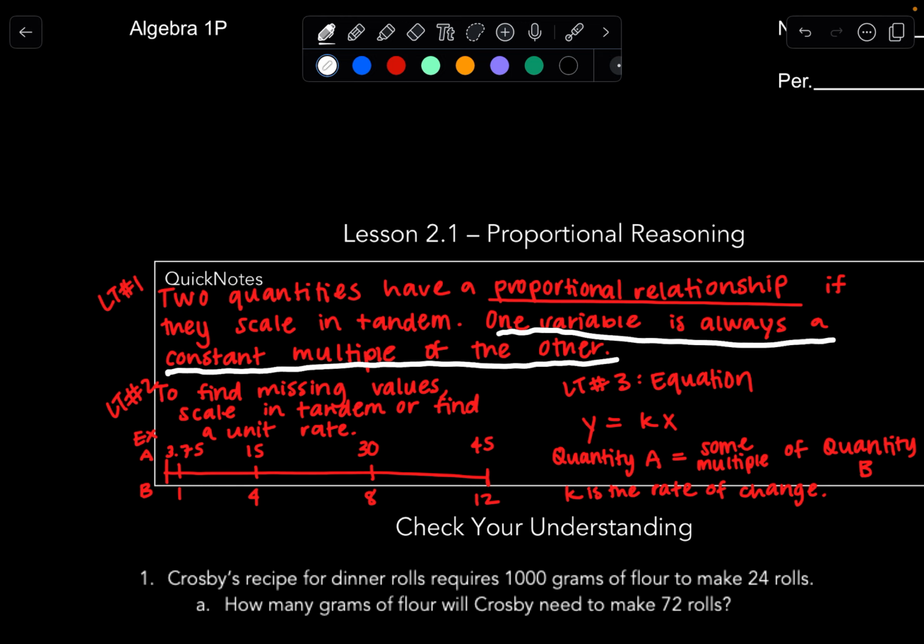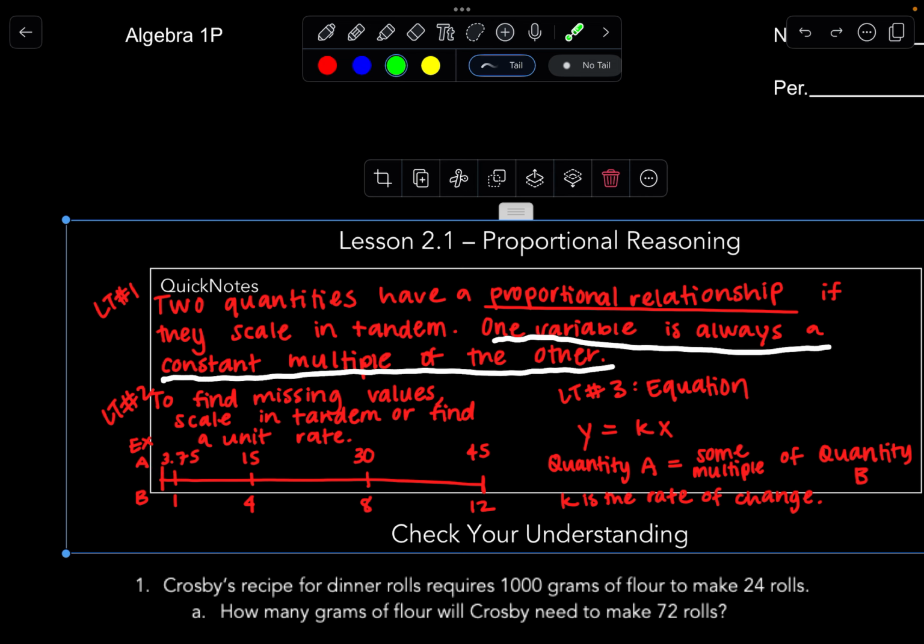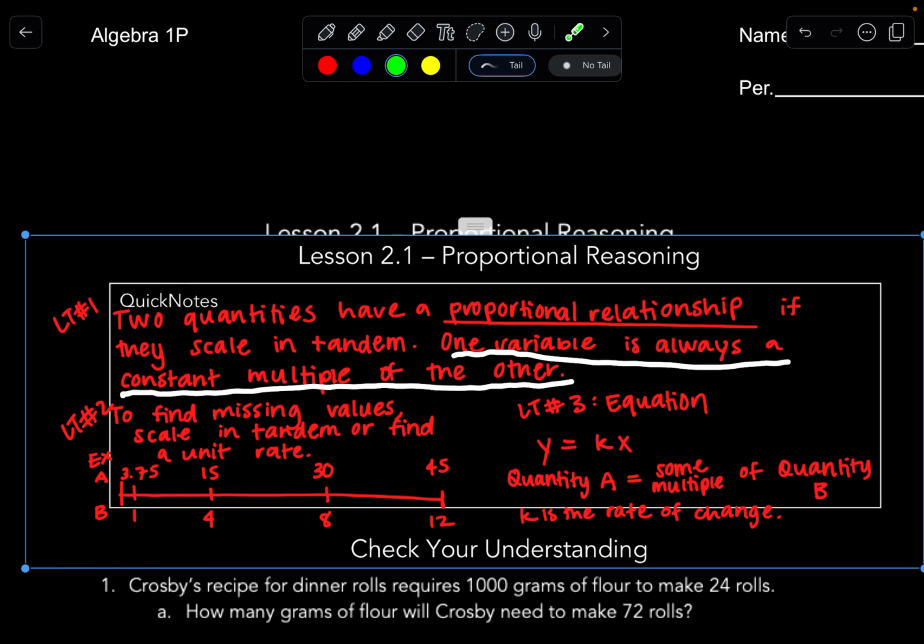Okay? Learning target 2, to find the missing values, scale in tandem or find a unit rate. You notice I went straight to the unit rate because I just like unit rates. You guys are free to try to scale in tandem. Scaling in tandem means you know that 1 gallon is $3.75. Then you know that 4 gallons would be 4 times 3.75, which is 15.